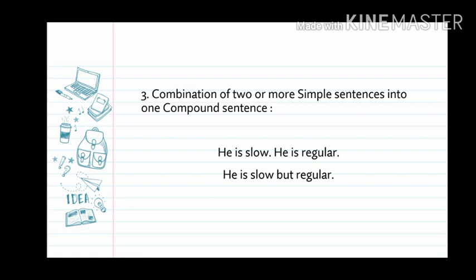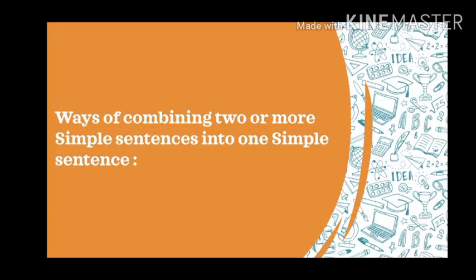Then the third one is combination of two or more simple sentences into one compound sentence. Example, he is slow, he is regular. He is slow but regular. I will discuss in detail the chief ways of combining two or more simple sentences into a single simple sentence.